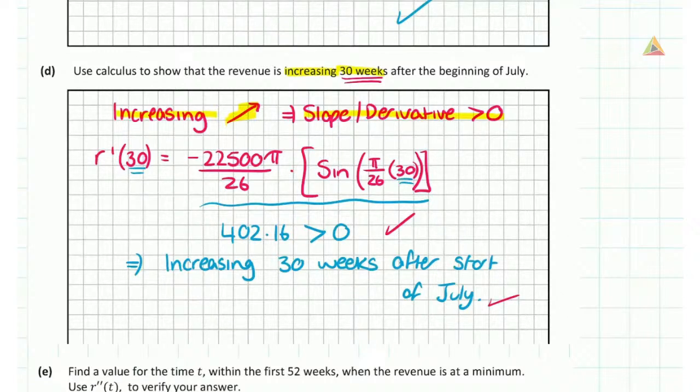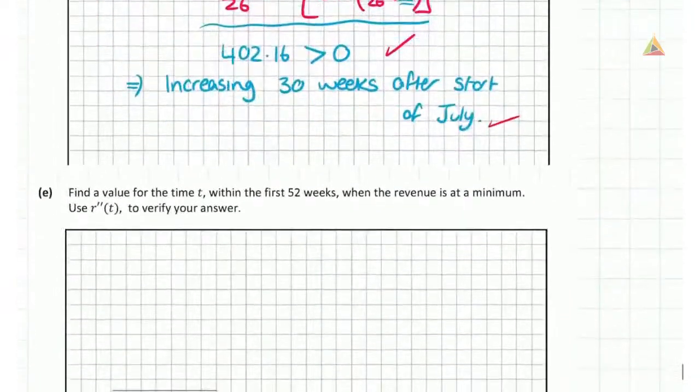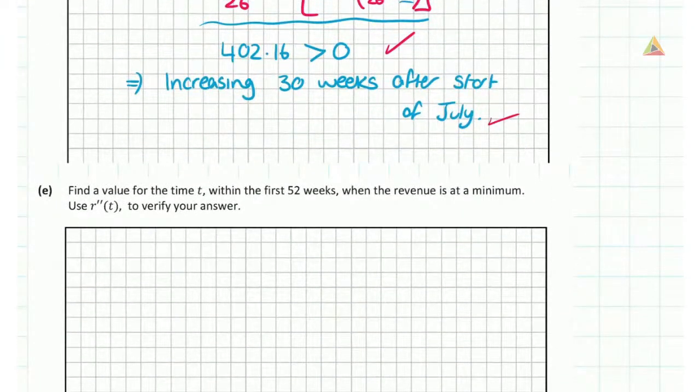Okay? And the last one then is part E. Find a value for the time within the first 52 weeks when the revenue is at a minimum, and use your second derivative to verify your answer. So to get our full marks, we have to use our second derivative.